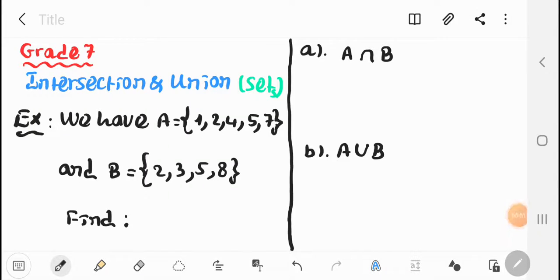Hello everyone. So today we are talking about the intersection and union in the set lesson.